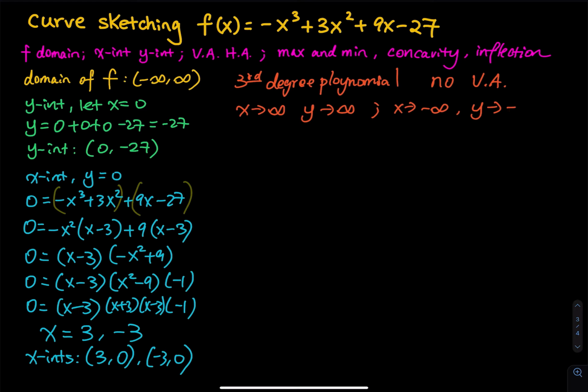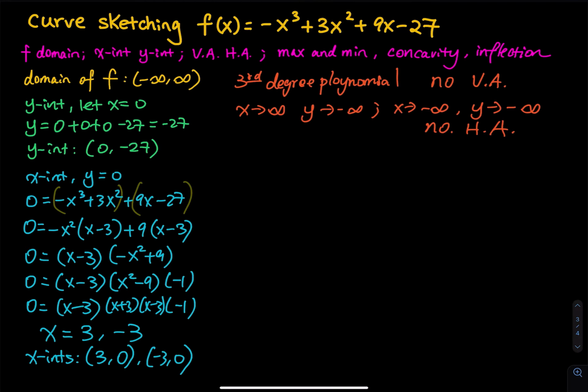Let me fix that a little bit. As x approaches positive infinity, y approaches negative infinity. So just simply plug positive infinity into the polynomial. So this one, you don't really need to mention this. Just say there is no horizontal asymptote.